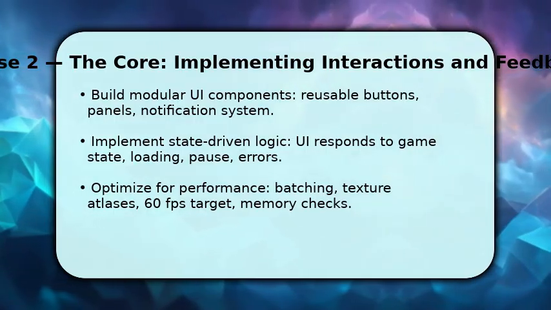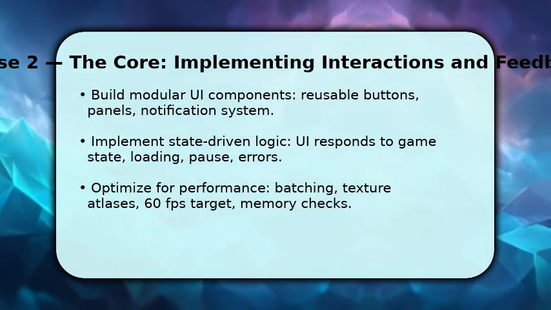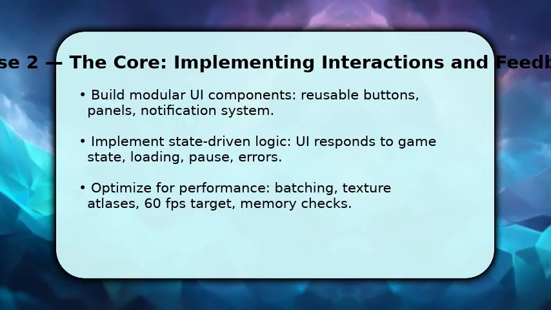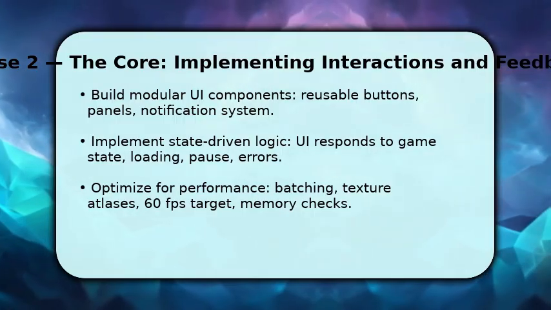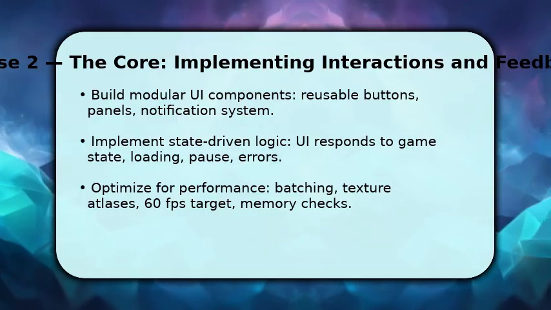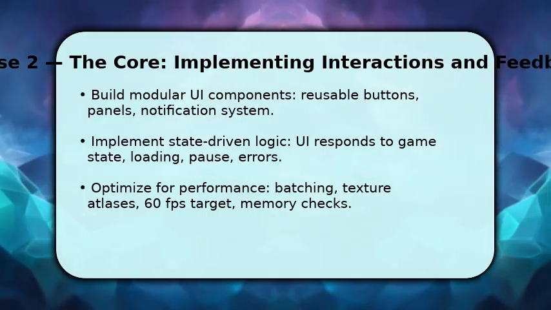Make performance decisions early. Use atlases, batch draws, and aim for 60 frames per second on your target hardware. Also, integrate simple analytics to see what players actually use.